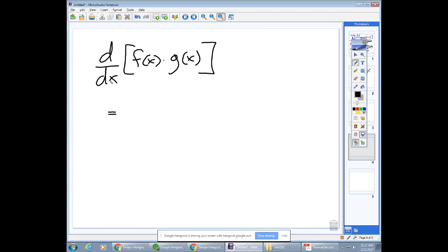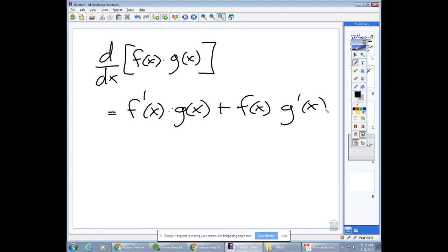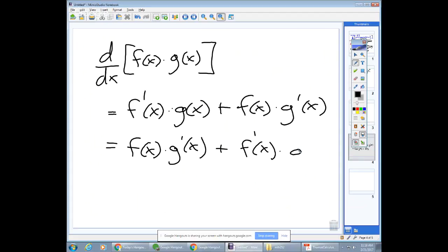Okay, so either you're going to write something like f prime of x times g of x plus f of x times g prime of x. And some people write it in the other order: f of x times g prime of x plus f prime of x times g of x. All that does is change the order of the addition, which doesn't matter. But either one of those.